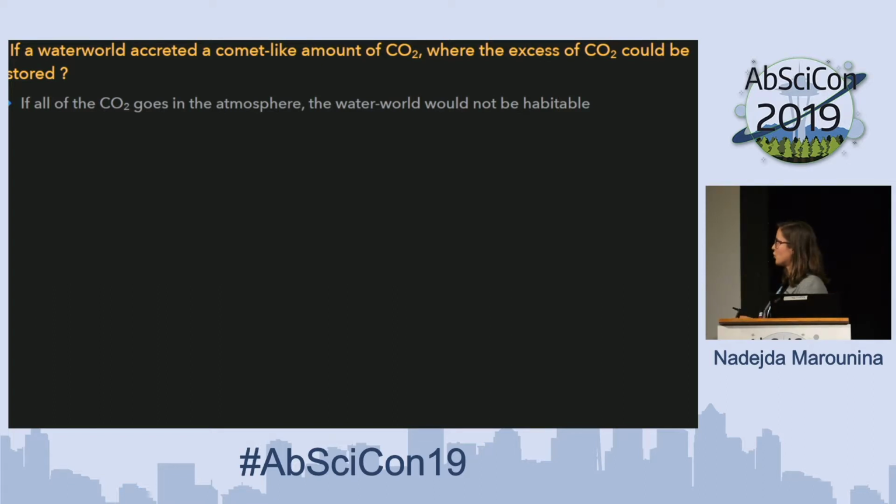One of the obvious possibilities for the CO2 is just to go in the atmosphere, right? To have a very thick atmosphere of CO2. However, in that case, the water world would not be habitable. The radiative transfer simulations show that if we have more than 100 bar of CO2 in the atmosphere of a water world, the temperature will rise above this 400 K limit, and then the water world would not be nice for life as we know it.